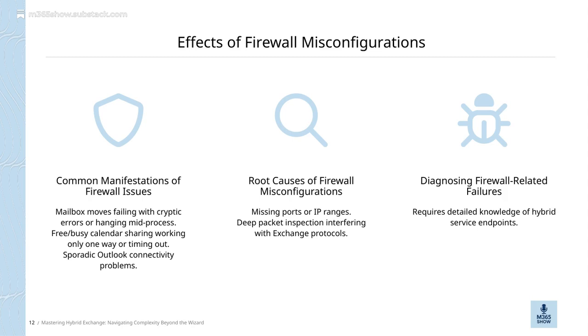When firewalls aren't properly set up, they can block essential communication, resulting in failed mailbox migrations, calendar sharing issues, or intermittent Outlook connectivity. In the bigger picture, mastering these aspects is vital for navigating the complexity of hybrid Exchange setups. It's not just about running a wizard. It's about understanding the underlying network and security configurations that enable smooth and reliable hybrid operations.